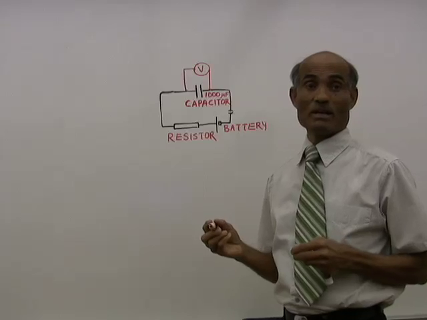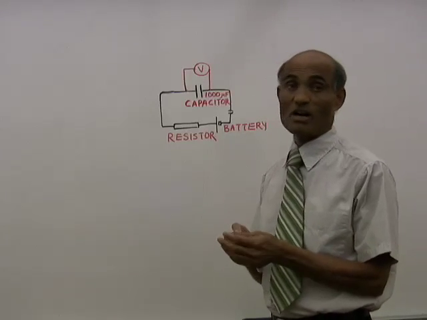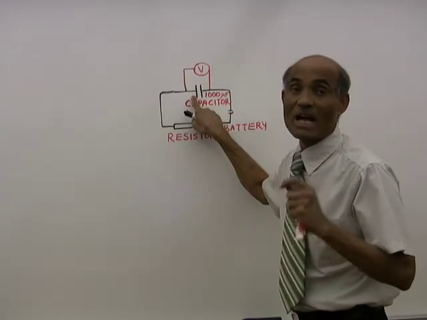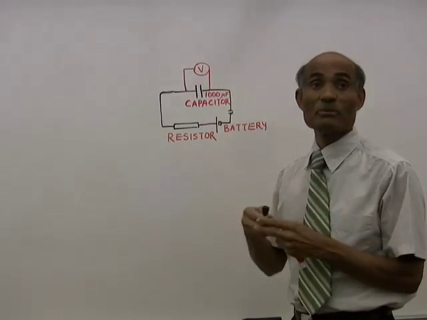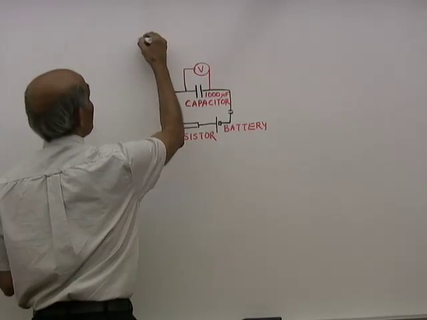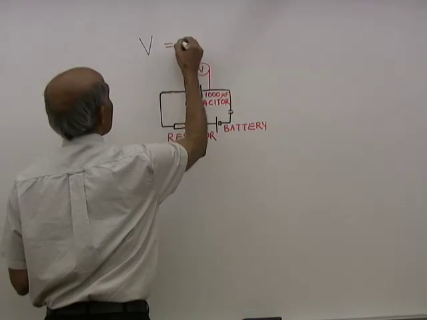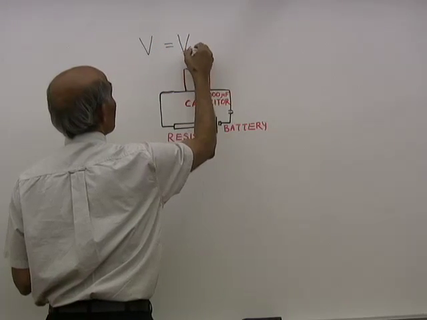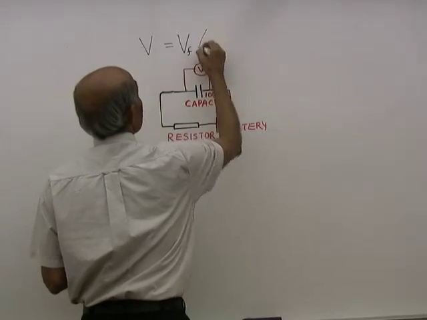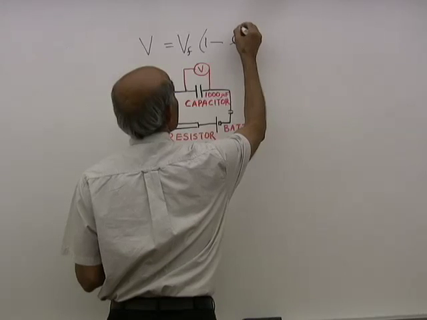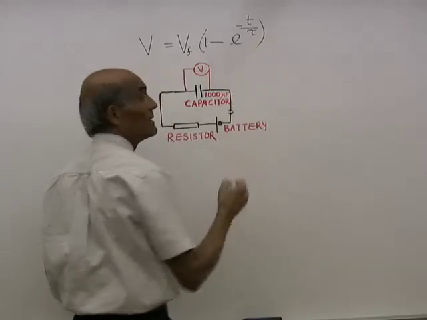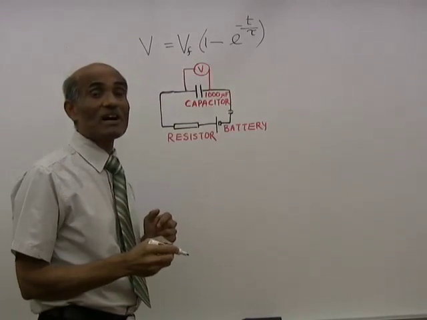Now, if you remember, when a capacitor is getting charged, what is the relation between the potential difference across the capacitor at any time and the maximum potential difference? Let me write it over here. V at any time equal to Vf, which is the maximum potential difference, and that will be the EMF of the cell, times 1 minus e to the power negative t over tau. That is the expression we obtained in our theory.